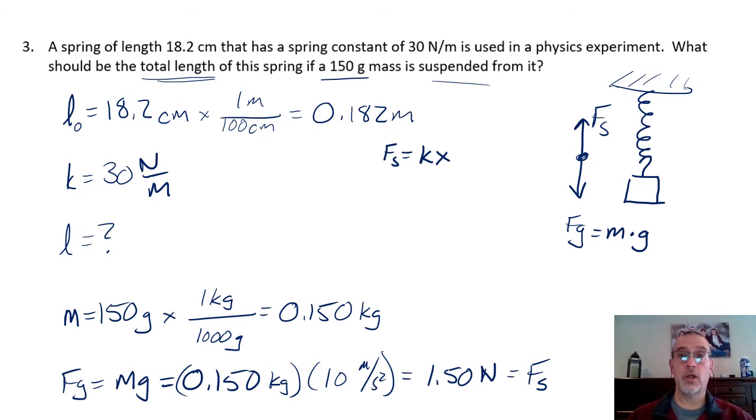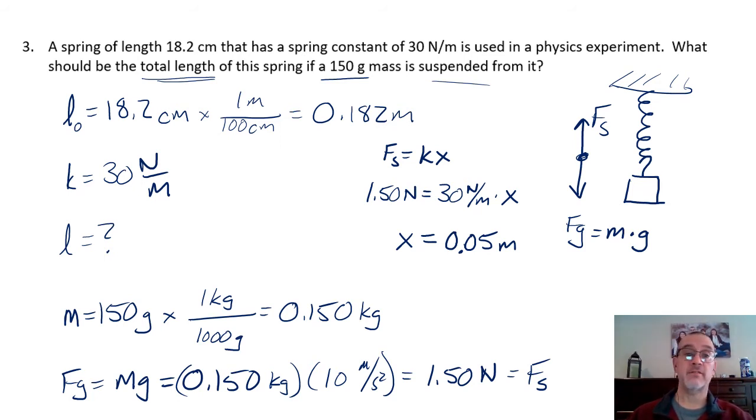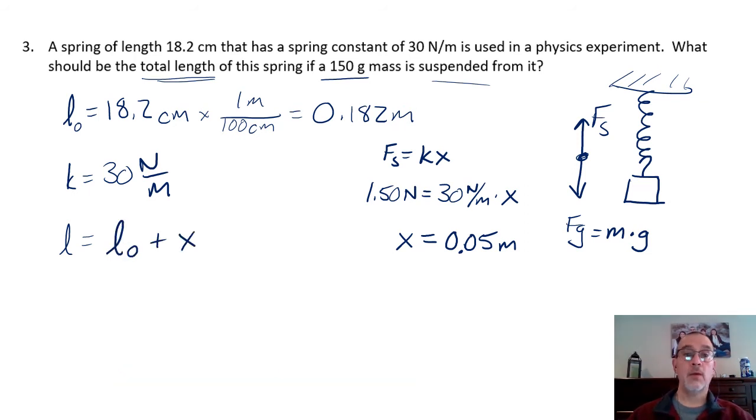Now we can use Hooke's law, Fs equals Kx, in order to solve for x, the change in length of the spring. Substituting 1.50 newtons for the spring force and 30 newtons per meter for the spring constant, that gives us x equals 0.05 meters, which is also 5 centimeters. Now we're looking for the new length of the spring, and the new length of the spring is going to be the original length of the spring plus however much it's stretched. So I can write L is L0 plus x.